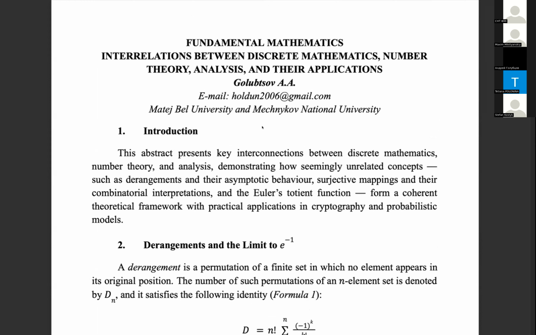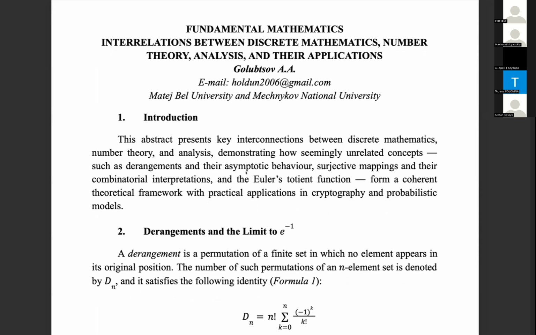Today, I'm delighted to present a short journey through some interconnections between discrete mathematics, number theory, and analysis, three seemingly distinct areas that, when brought together, reveal deep connections and a shared mathematical beauty. The motivation behind this research is that, at first glance, derangements in combinatorics, the Euler totient function in number theory, and asymptotic density results in analysis may seem unrelated. However, they share a unifying theme. Each captures the structure and likelihood of independence within a system.